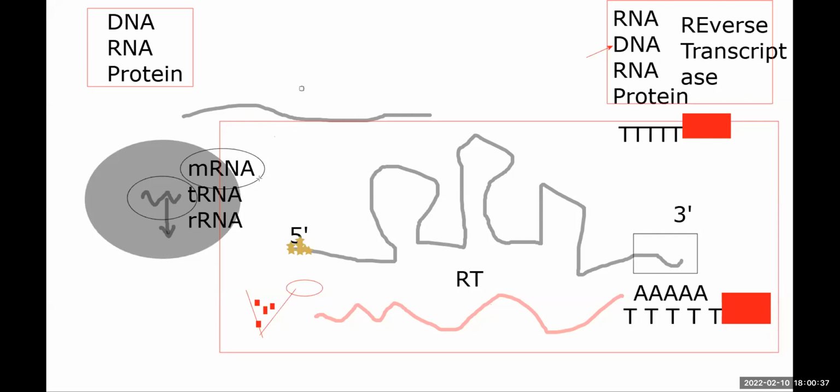So reverse transcriptase is an enzyme that can convert RNA into DNA. This DNA is different from the genomic DNA. This DNA, which is produced from RNA, is called cDNA. Some people call it complementary DNA, some people call it copy DNA. This DNA here is chromosomal DNA.